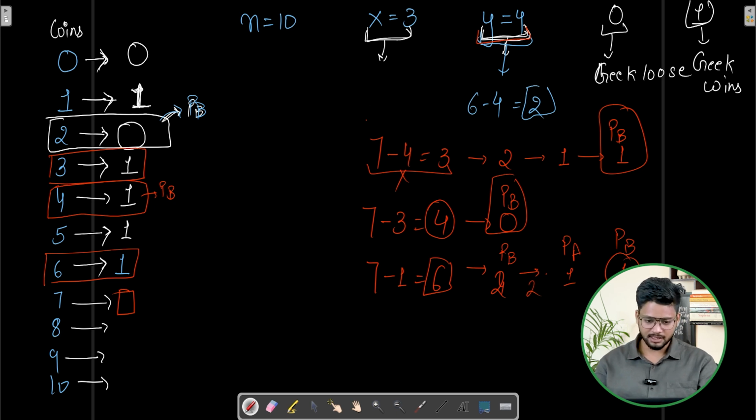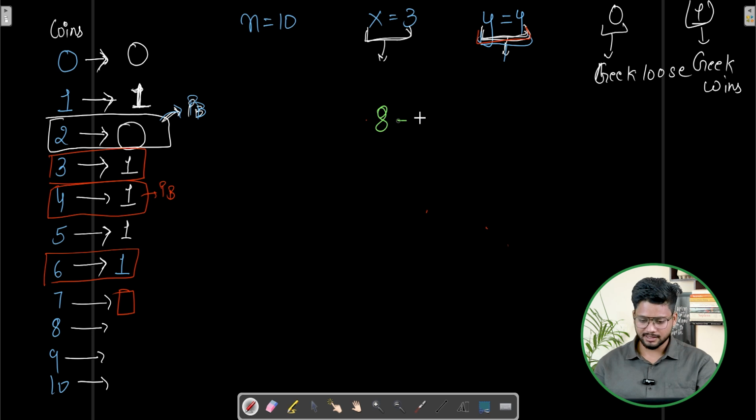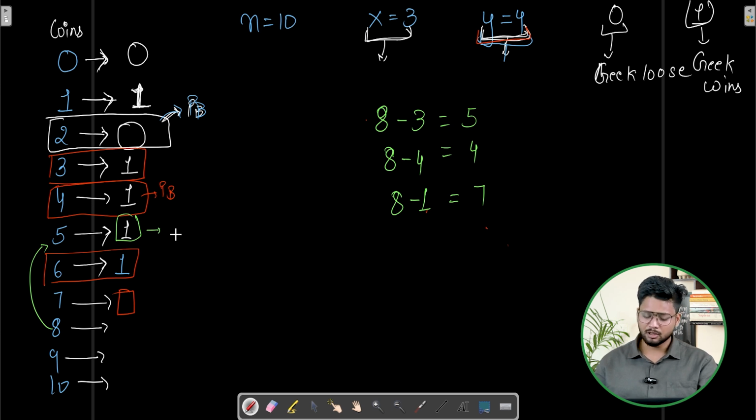So if the case is of 8, then what is going to happen over here? Either he can take 8 minus 3 coins, 8 minus 4 coins, or 8 minus 1 coin. So the number of coins left is 5, the number of coins left is 4, and 8 minus 1 is going to be 7 coins. If we check the 5, you can see that at 5 we have 1. So this is the case where player B will lose. So that means player A will lose over here.